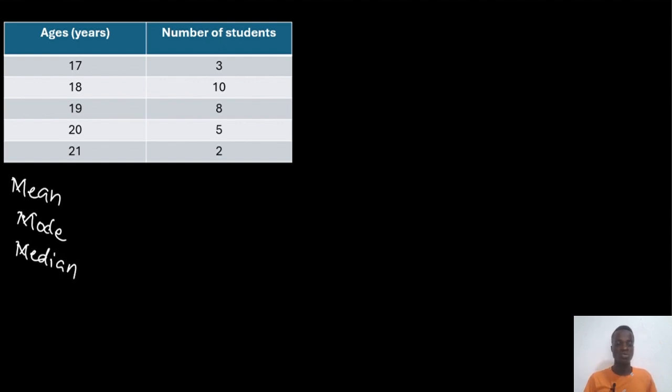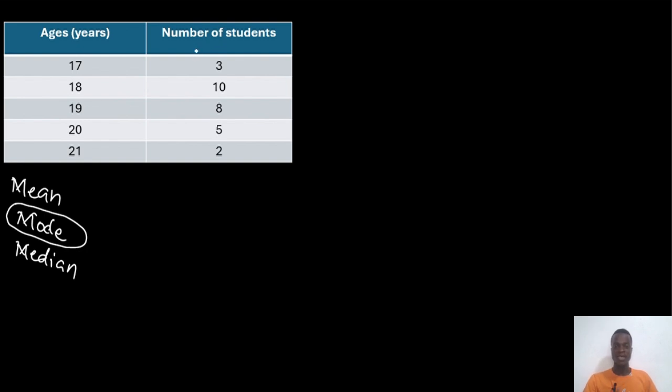I will start with the mode because that's the easiest one. What's the mode? The mode is the item. So in this case, let's first allocate which ones are the items. We have the ages here and the number of students. Now let's understand the table. You have 17 years, 18 years, 19 years, 20 years, 21 years. The number of students associated with 17 years is 3. The number of students associated with 18 years is 10, like that. So the number of students is actually the frequency or the count for each age category.